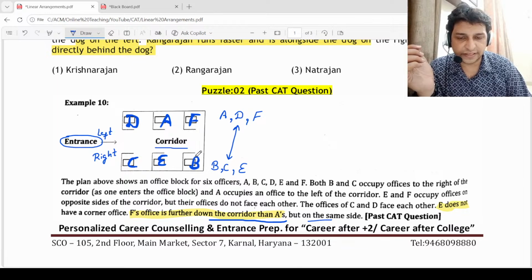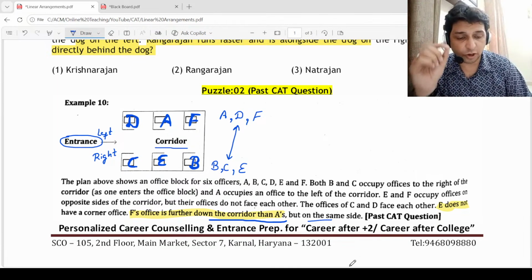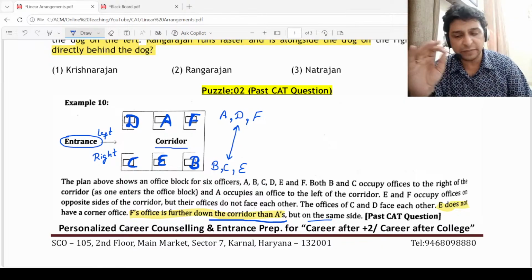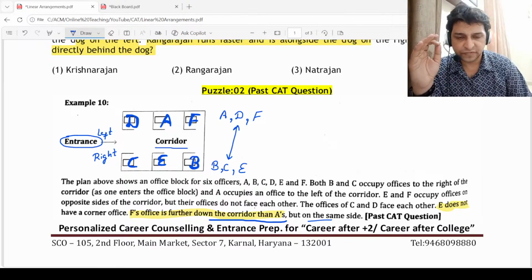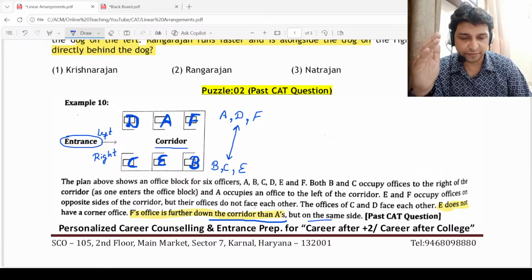I think this is also quite simple, quite easy. So the puzzles of linear arrangement are not of a very tough level. They are very basic levels that are coming up. One can easily devote some time and take care of that.